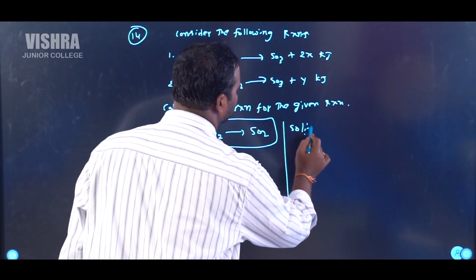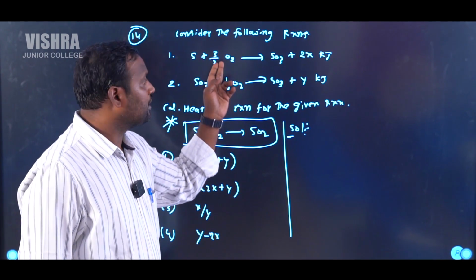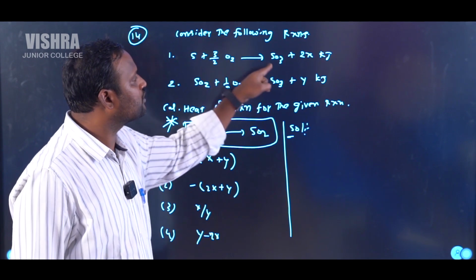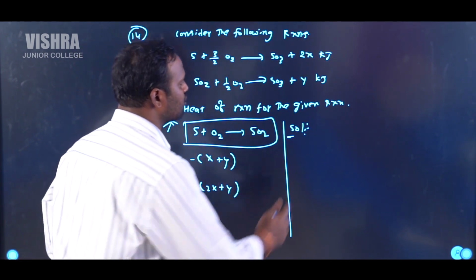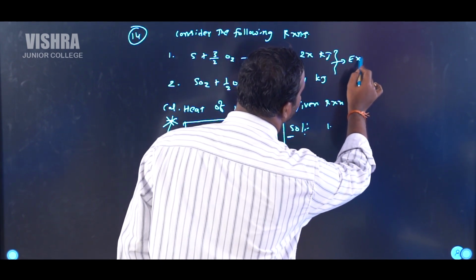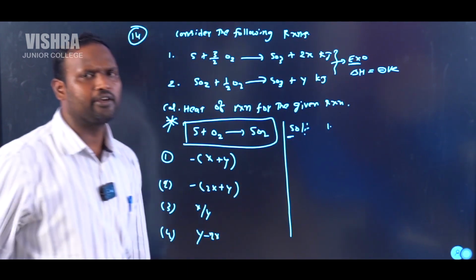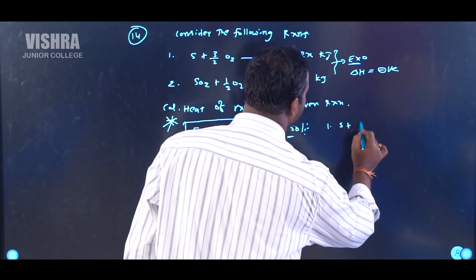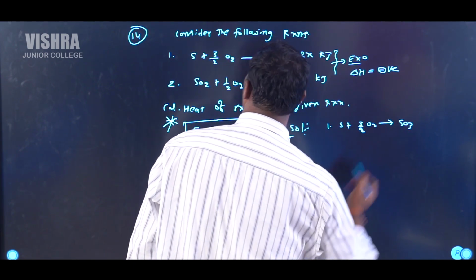Solution for this. In this case, the heat of reactions of these two reactions is given. S plus 3/2 O2 gives SO3, and the heat of reaction is 2x kilojoules. Actually, both are examples of exothermic reactions. For exothermic reactions, the delta H value is negative. So here S plus 3 by 2 O2 gives SO3.